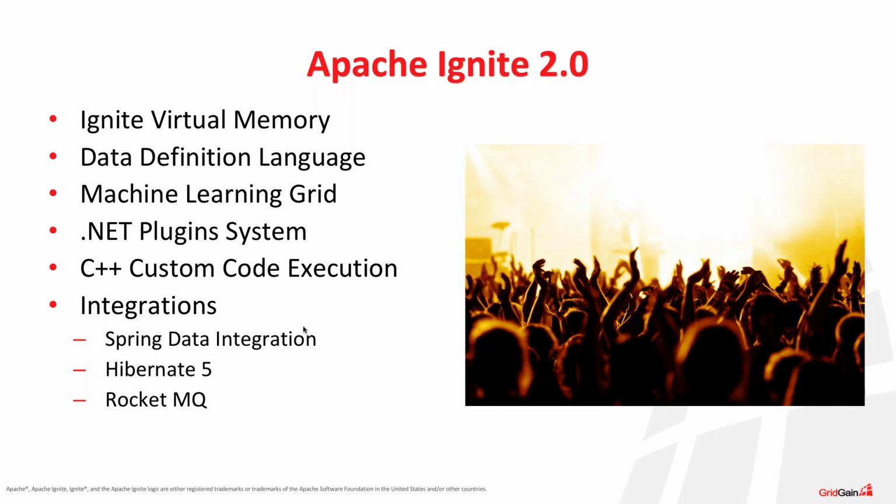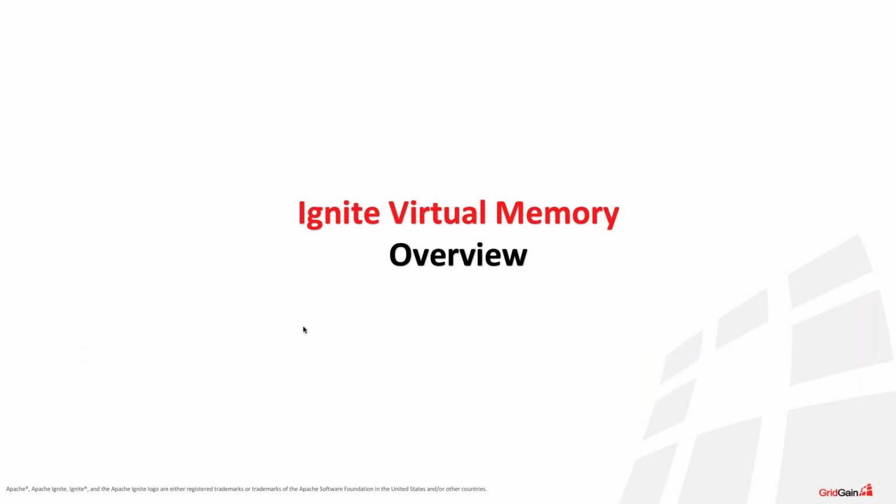But at the same time, we did a huge number of performance optimizations and other bug fixes. Today, as I told, we are going to talk about one of the biggest things that was announced in Apache Ignite 2.0, which is Ignite Virtual Memory, the foundation that made it possible to consider Apache Ignite as a distributed SQL database. So let's move on and look at this virtual memory in more detail.